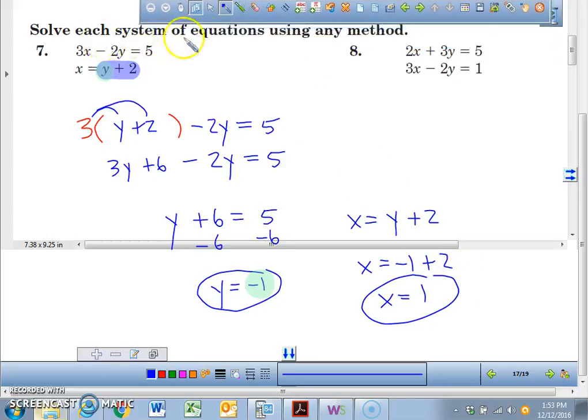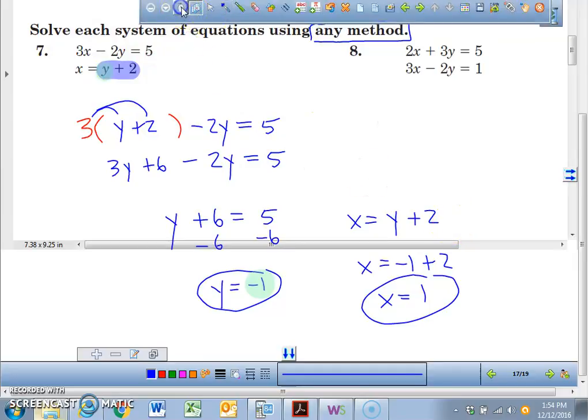But it says solve each system of equations using any method. So what if substitution is just not your thing? That's okay. We can still use the matrix to help us solve the problem. You could use Cramer's rule. You could use inverse matrices. My suggestion, use inverse if you have a calculator. And I'll show you how to set this up in the matrix and use the calculator.